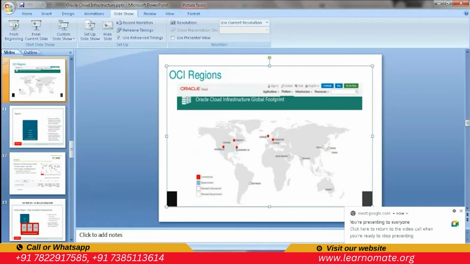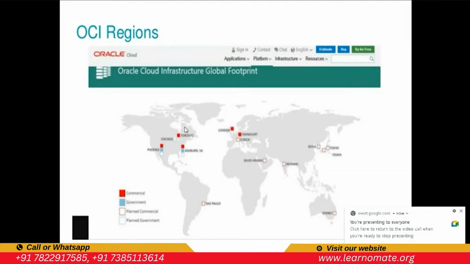This is how the region is divided into various ADs, and it depends on the type of the region. The number of ADs differ. In the US, 3 ADs are there. In some areas, 2 ADs are there. Like this: Ashburn, Phoenix, Toronto, Chicago, like that. In India, we have Mumbai and Hyderabad.